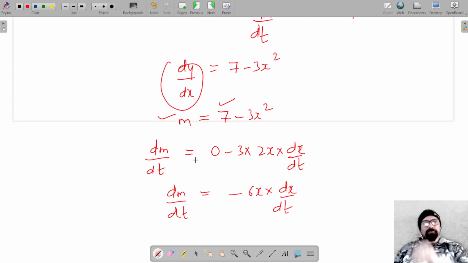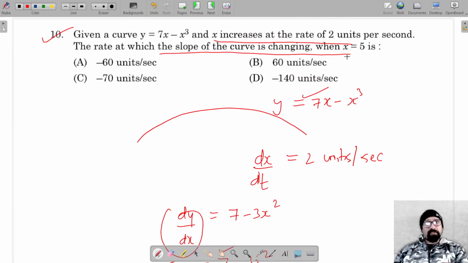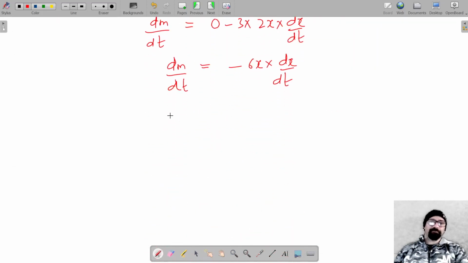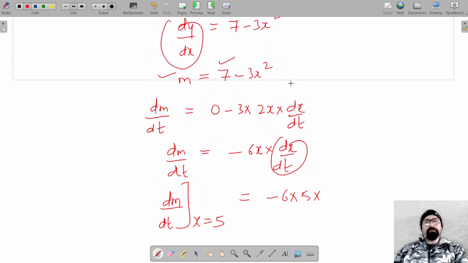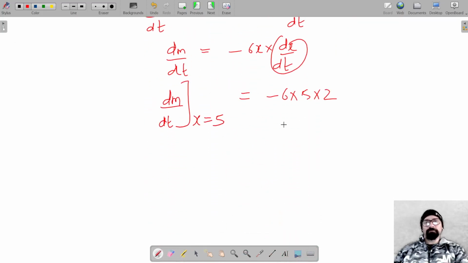Okay, this is the rate at which the slope is changing when x is equal to 5. So the rate at which the slope is changing when x is equal to 5 is, now dx by dt is given, which is 2. So this is minus 30.